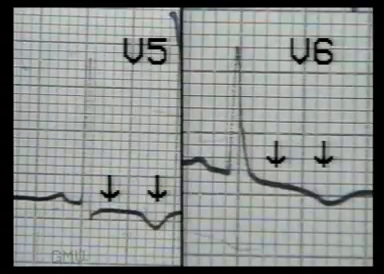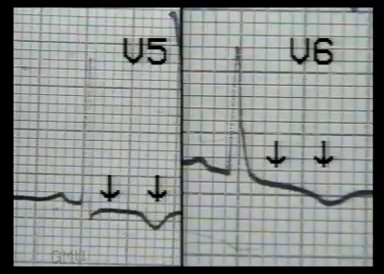The commonest change is slight ST segment depression and inversion or flattening of the T waves in leads V5 and V6, just like the strain pattern in left ventricular hypertrophy. So if the leads V5 and V6 show ST segment depression and flat or inverted T waves in a patient without left ventricular hypertrophy, myocardial ischemia should be suspected.